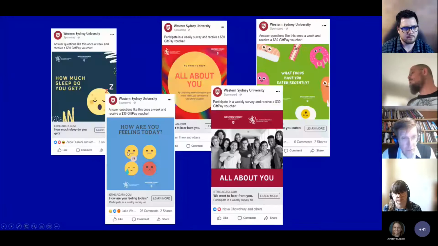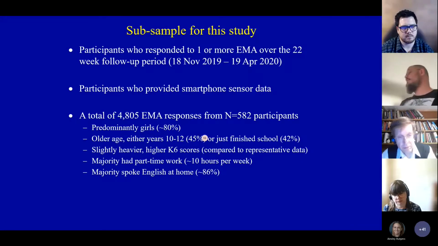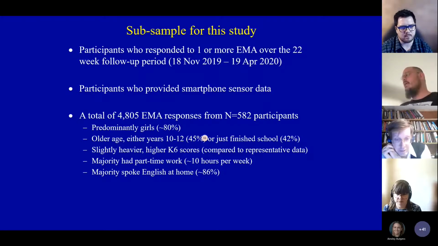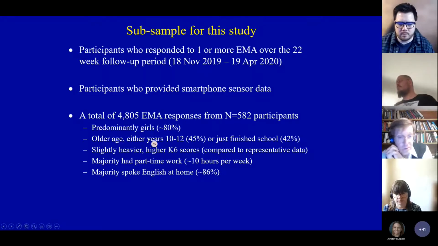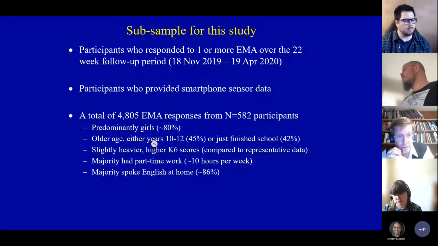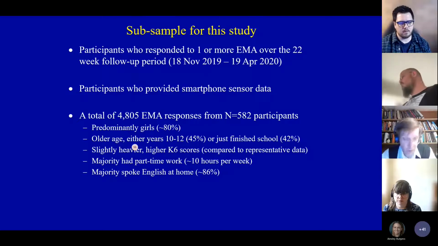And here are some of the posts to recruit people on social network. For this study, we selected a subsample, as I said, with 580 participants that had at least one EMA after the baseline. We got predominantly girls, with 80%, and older age, so people reaching the limit of the adolescent age, not the younger ones.